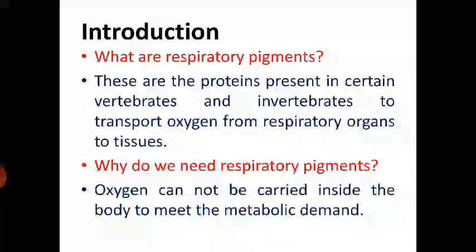So at the outset, let's see what are respiratory pigments or oxygen uptake proteins. These are the proteins present in certain vertebrates and invertebrates to transport oxygen from respiratory organs to tissues. And then the next question arises, why do we need respiratory pigments? What is the need of these respiratory pigments in biological systems? Oxygen cannot be carried inside the body to meet the metabolic demand. Moreover, oxygen cannot diffuse in our body as our skin is very thick. Hence, some channel must be there to carry it.